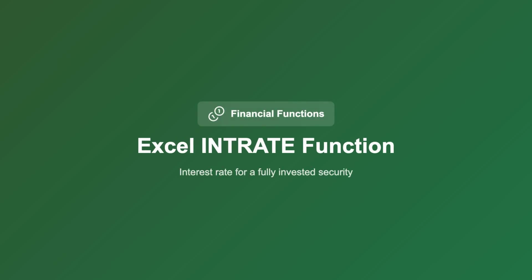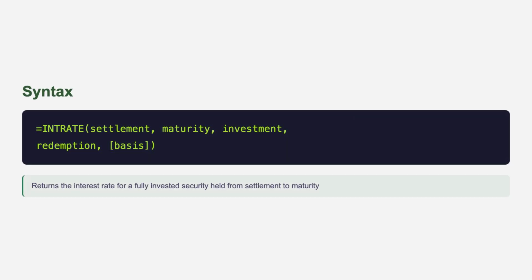Excel INTRATE function. This function returns the interest rate for a fully invested security. It calculates the equivalent annual interest rate based on the investment and redemption amounts. The syntax is INTRATE with parameters: settlement, maturity, investment, redemption, and an optional basis. It calculates the annualized rate of return between purchase and redemption.